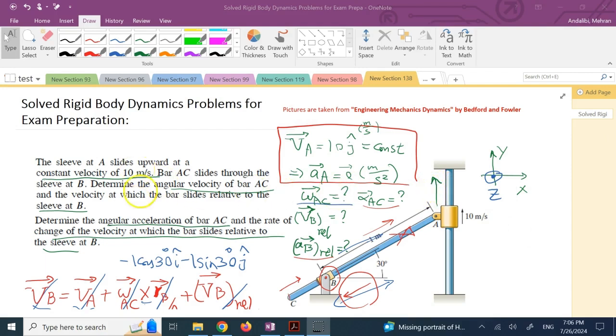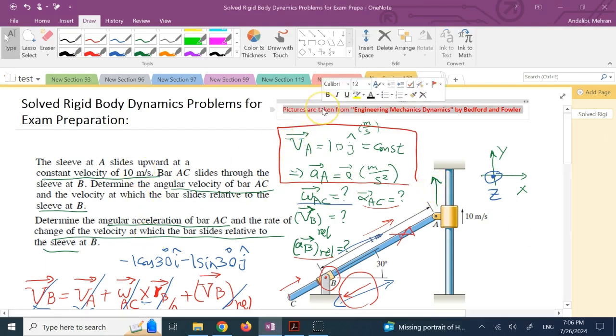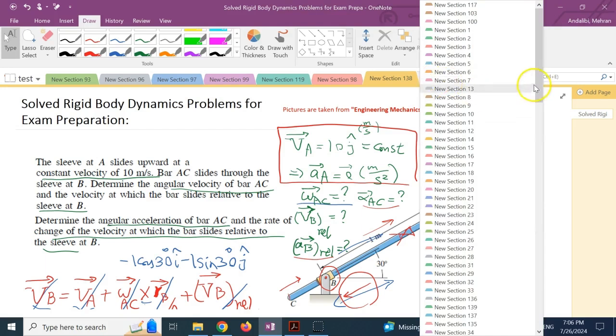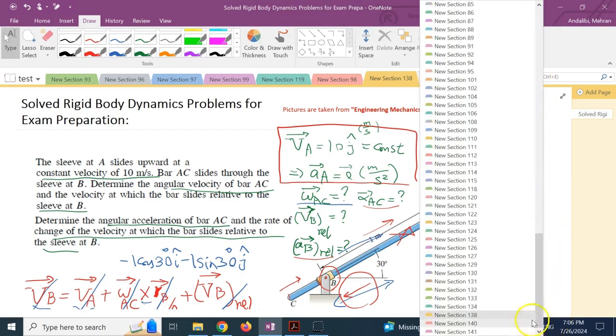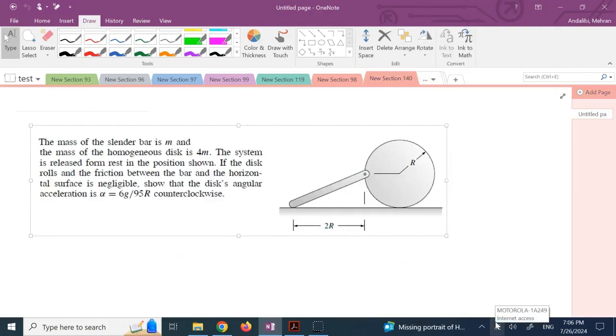their pictures and problem descriptions are again coming from the book Engineering Mechanics Dynamics by Bedford and Fowler. Okay, so these pictures do not belong to me. They belong to the authors of this textbook, which is a relatively good textbook. I use it for my classes. And the goal here is just to go through these solutions. So this is the last problem that I said is a good bonus problem.